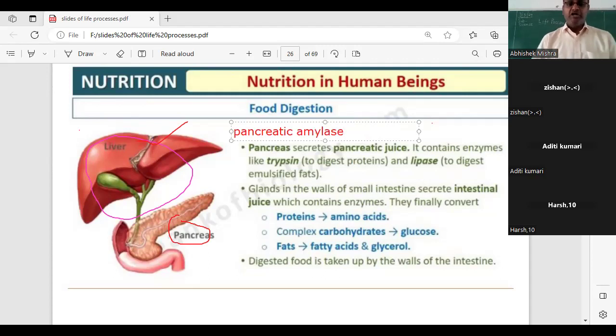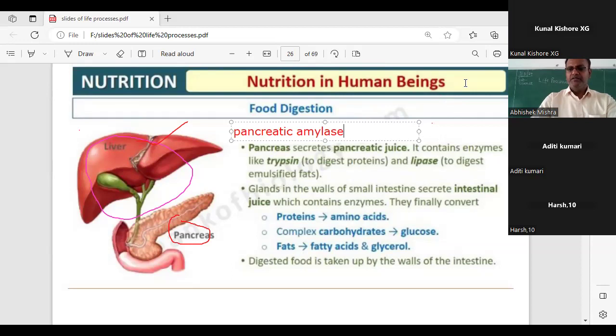Pancreatic amylase. Now, students, from the name pancreatic amylase, what can be the function of this? If we are talking about the amylase group of enzymes, then the amylase group of enzymes will be able to do which function? Anyone? Because already we have discussed salivary amylase. Amylase will digest.